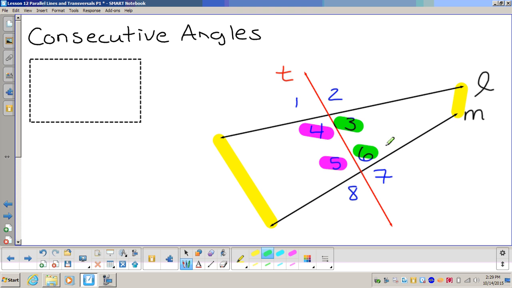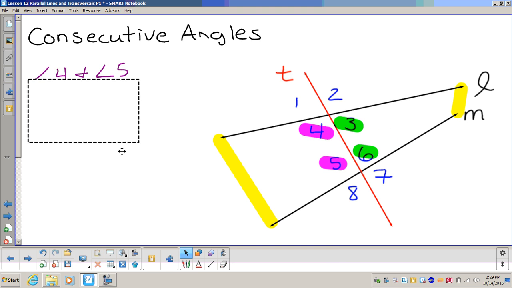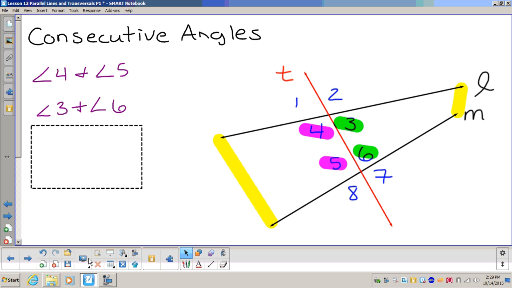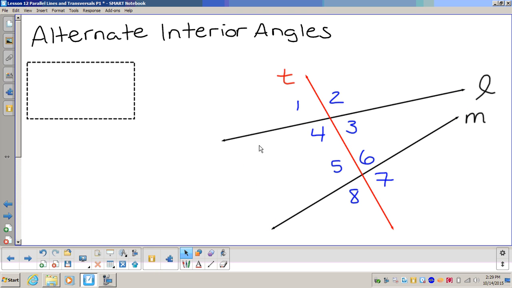Alternate interior angles, they're also going to be interior, so in between these two lines. So we're looking at these four angles again like we did in the last slide. Alternate means they're formed by the opposite lines. So one's formed by L, one will be formed by M, and they're on alternate sides of the transversal. So 4 and 6, 5 and 3. They kind of are like crisscross from each other. And again, we only have two pairs of those.